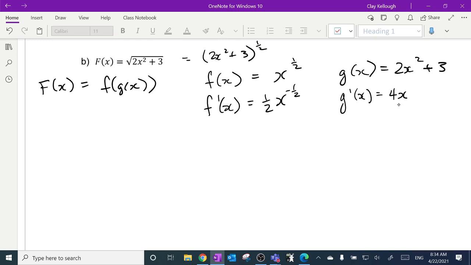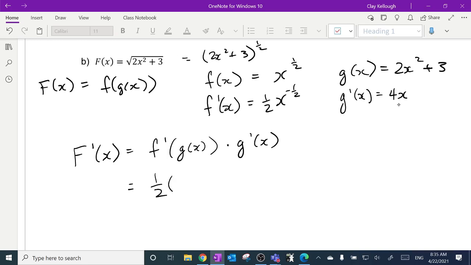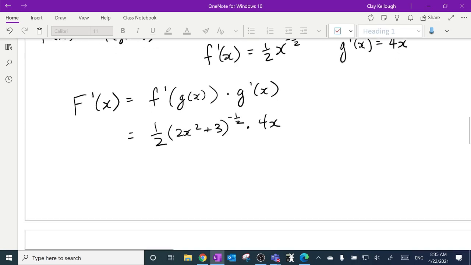So according to my chain rule, f primed of x should be the derivative of the outside function with respect to the inside function, in other words, leave the inside function the way it originally is, times the derivative of that inside function. So that will be the derivative of my outside function, but replace this x with g of x. So it's 1/2, and instead of x, I go 2x squared plus 3, to the power of negative 1/2, times g primed of x, which is 4x. This one I will simplify just a little bit. If I'm multiplying 1/2 by 4x, I might as well just say that's 2x.